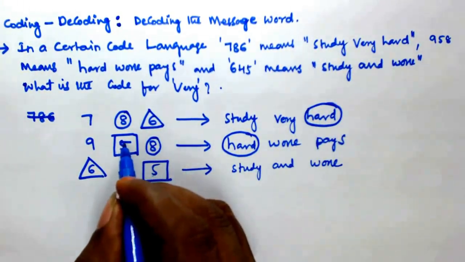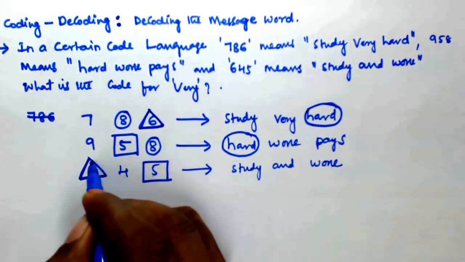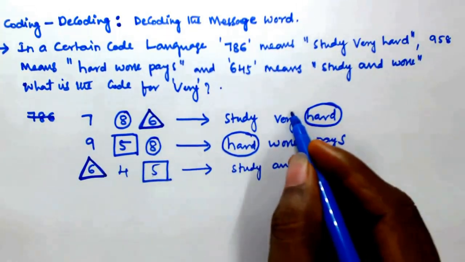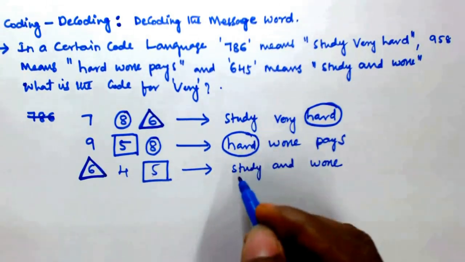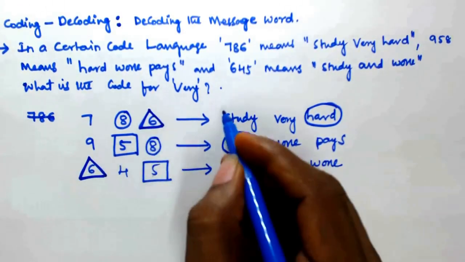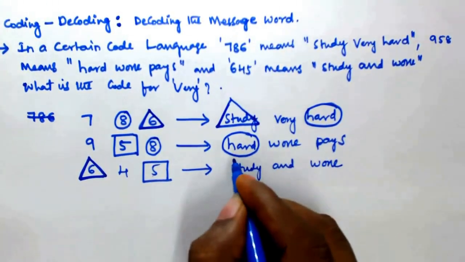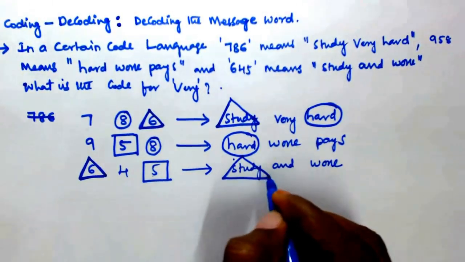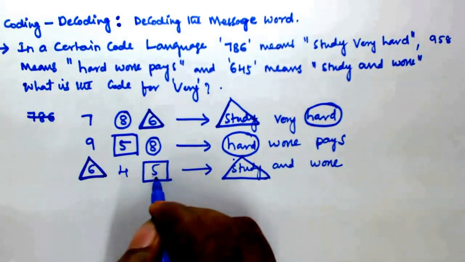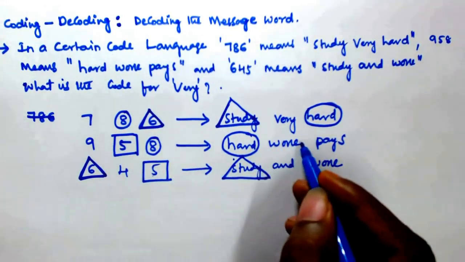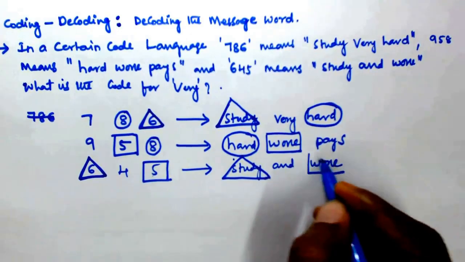Now 6 is here and 6 is here. We have to see the common between the first message and the third message. That is study and study, so this one is going to be a triangle, and this one also a triangle. That means study. Now 5 is here and 5 is here. What is the common between the second message and third message? That is work.